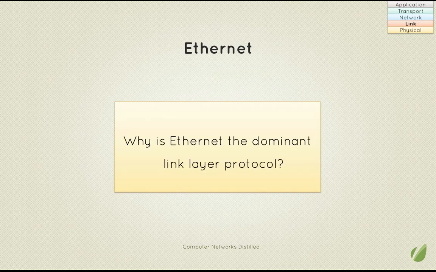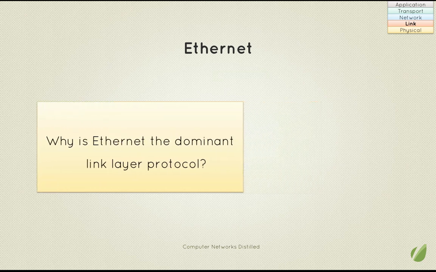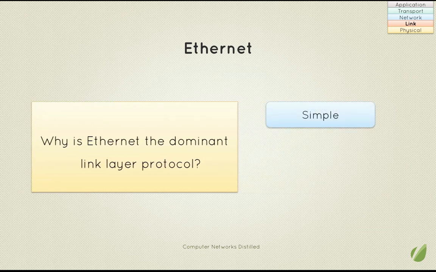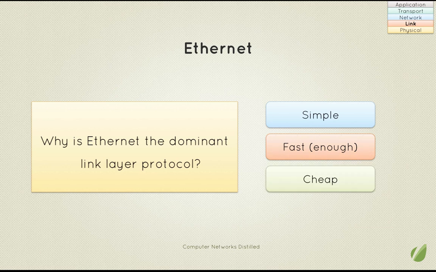As we conclude, let's think about this question. Why is Ethernet the dominant link layer protocol? And I've got about 3 answers to this. Number 1, Ethernet is simple, and simple is good. Simple almost always translates into cheap to implement. Secondly, Ethernet has always been fast enough. There have been competitors, but Ethernet has always remained fast enough to be competitive, and it just keeps getting faster. Thirdly, Ethernet is cheap. It's always been quite inexpensive relative to other technologies, and everybody likes cheap.